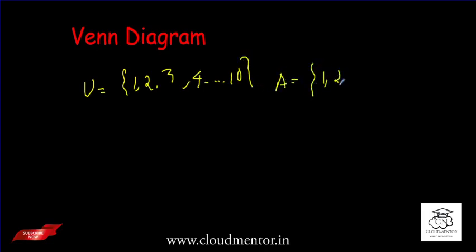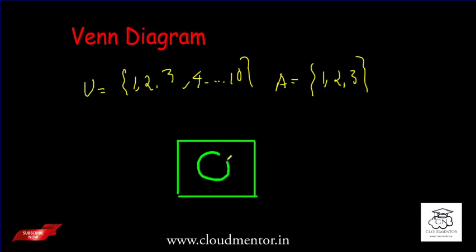For example, if U is the universal set, U equal to 1, 2, 3, 4, etc. up to 10, and A equal to set 1, 2, 3, then the Venn diagram can be drawn like this. We first draw a rectangle which represents the universal set, and then draw the set A inside, which can be represented by a circle.